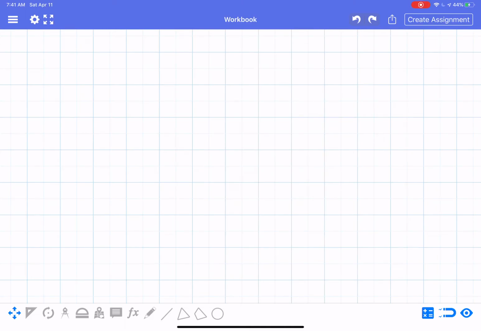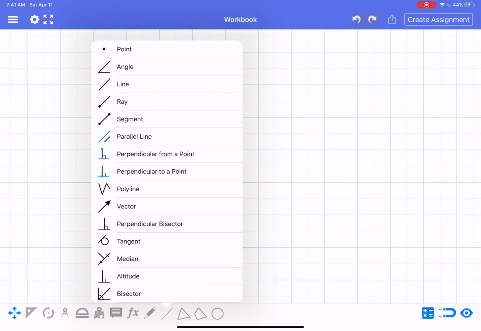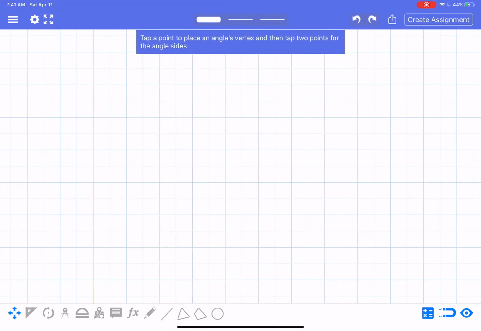Hello, welcome to this week's geometry lesson, which is basically an extension of what we did last week in looking at angles. So the first thing I'm going to do is review what we did last week. So I'm going to create an angle. Okay, here we go.